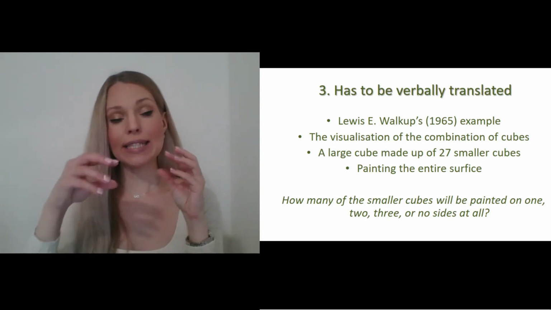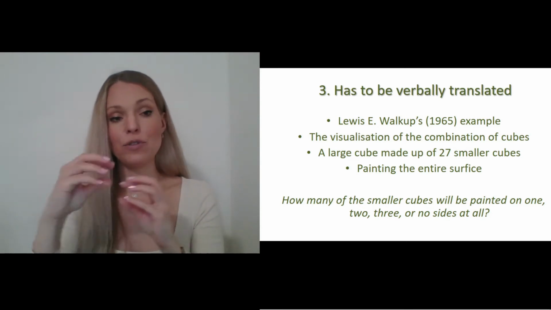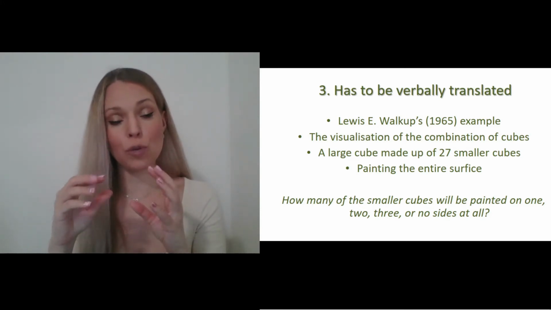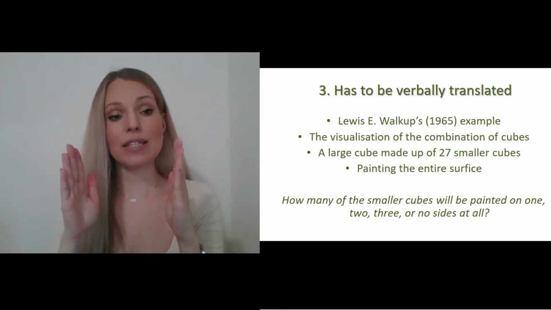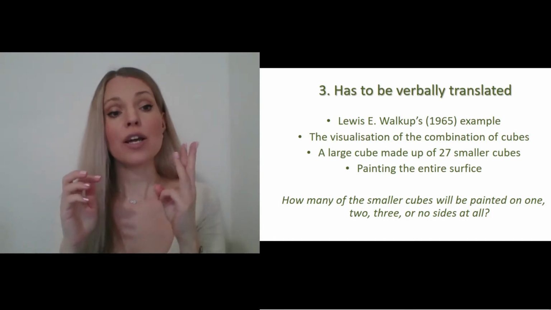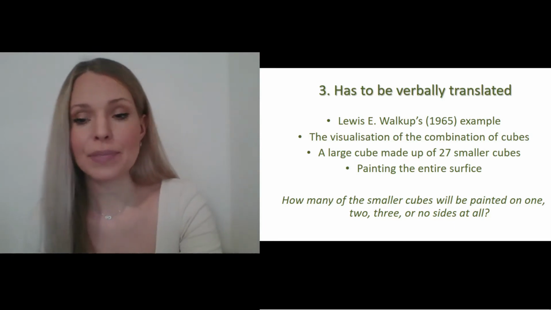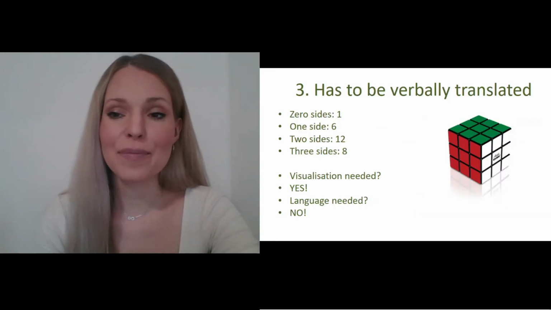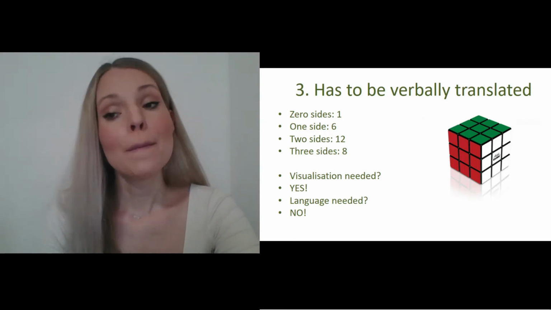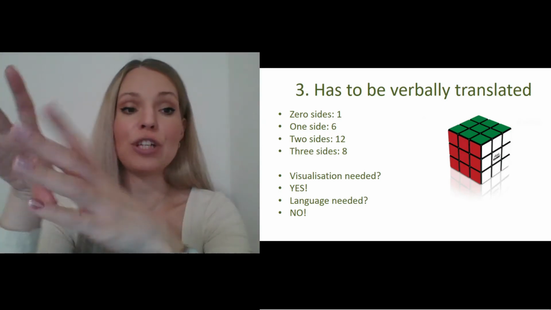Okay, so let's say that we've got the large cube, 27 small cubes, and out of the small cubes, if we paint the whole surface red, how many of them will be painted on one side, two sides, three sides, or zero sides? Let's take a look. So here I'm saying the solution as well, but practically it says, let's imagine here is our cube.